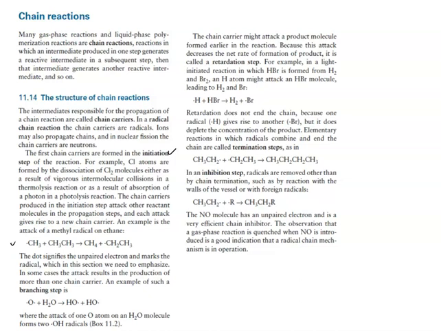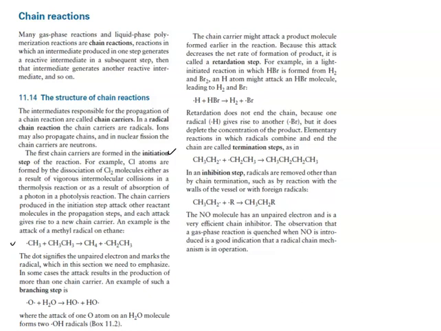In some cases, the attack results in the production of more than one chain carrier. An example of such a branching step is an oxygen radical plus water, leading to the formation of a hydroxyl radical pair, when the attack of one oxygen atom on an H2O molecule forms two hydroxyl radicals.